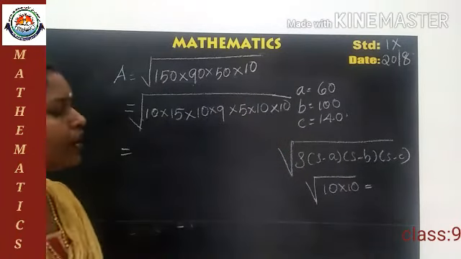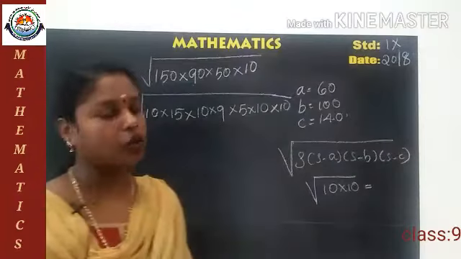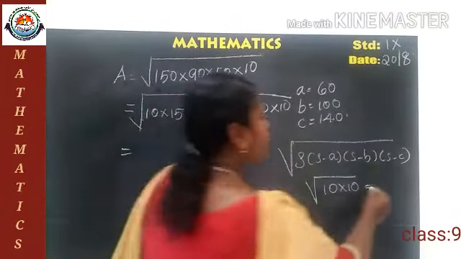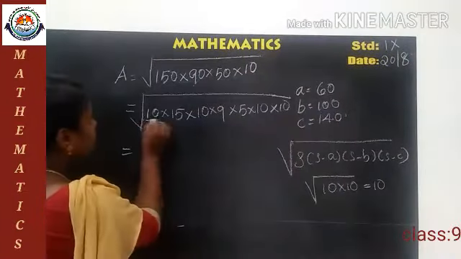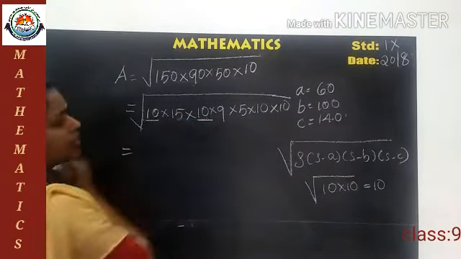Root of 10 into 10 means root of 100. What is the square root of 100? It is 10. So we can take the square root of this 10 into 10. It is 10.